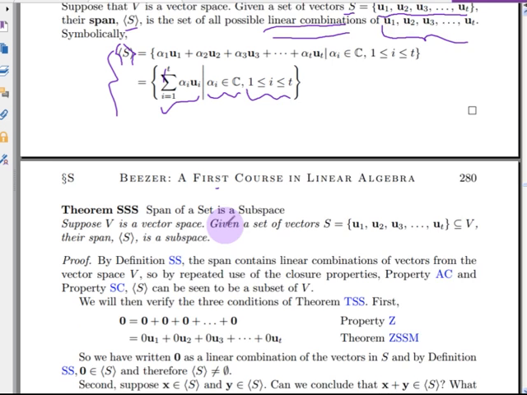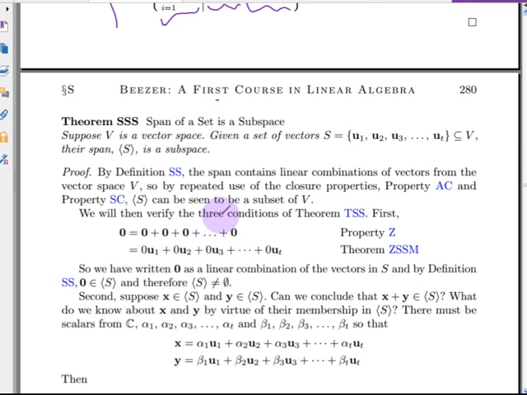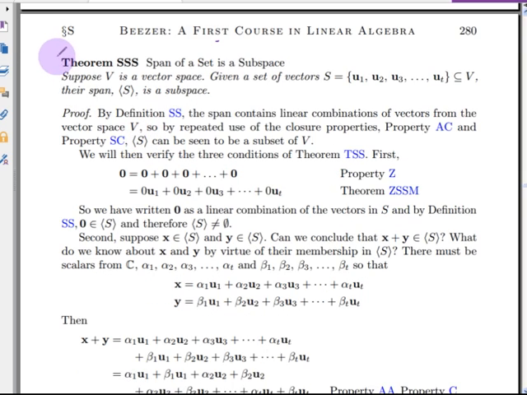Okay, so let's tie this together with what we've been talking about in subspaces: it's true that the span of any set is a subspace. Now, it might be the whole space, or it might be the trivial space, but it will always be a subspace. So let's look at the formal statement of this theorem. Suppose V is a vector space, given a set of t vectors as before, then their span is a subspace.